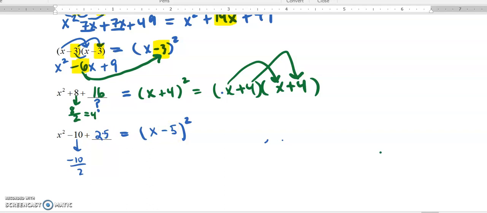I'm attaching a separate assignment that is just practicing completing the square. And I'm going to make another video coming up, and that's going to be using completing the square to write the standard form of the circle, and then a separate video to use completing the square to find the standard form of an ellipse.